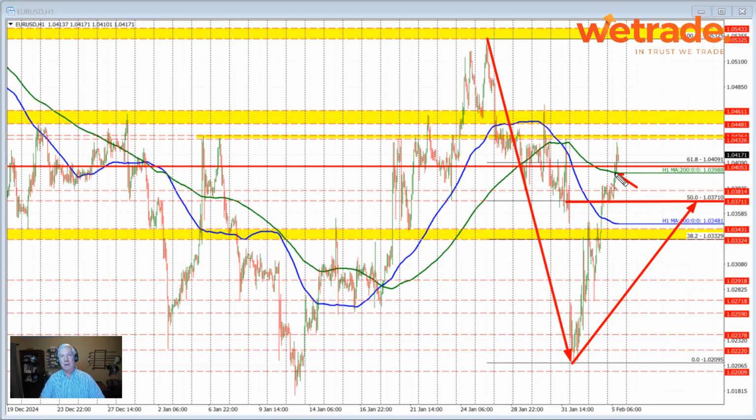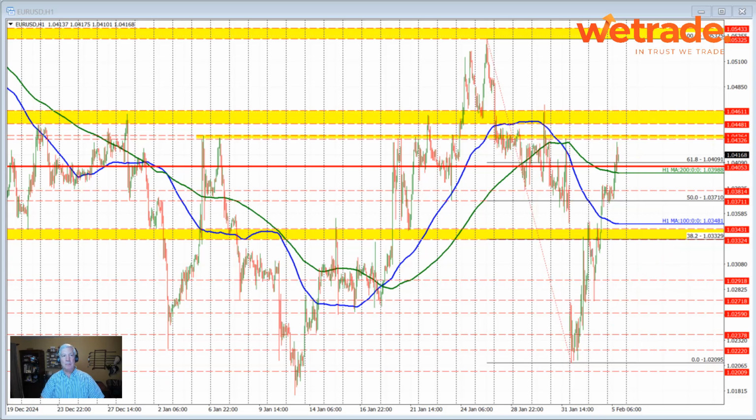And notice here, if you look closely, after breaking above that level, testing the 61.8% retracement, the price came down and retested the 200-hour moving average right here and forced its way to the upside. So that is a bullish development. We are now above the 61.8% retracement and coming down to test that level right here. Also, remember the 1.0405 level.